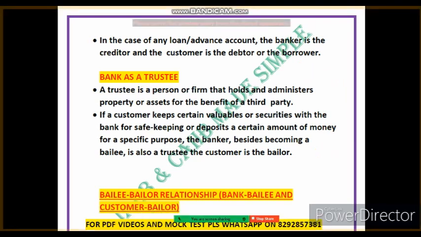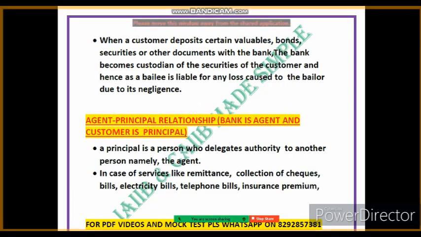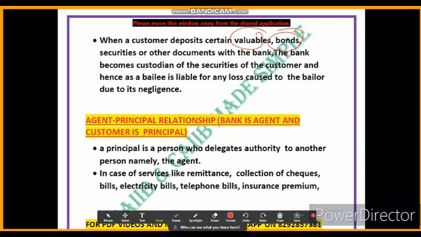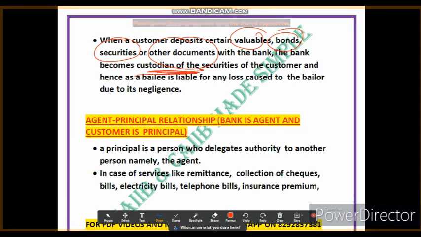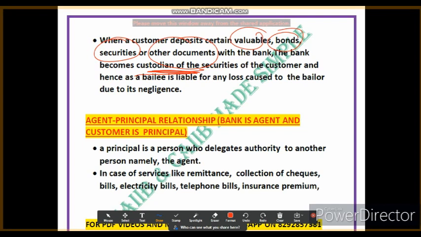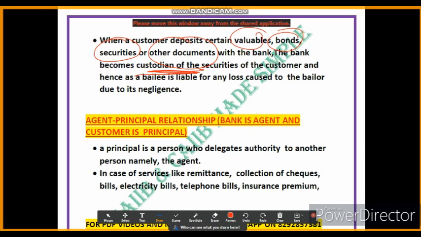Okay, so let's come to the next slide and discuss the bailee and bailor relationship. Let's see what has been explained. When a customer entrusts valuables, bonds, securities and other documents to the bank for safekeeping, the bank becomes the custodian. As a custodian, the bank has the legal responsibility to ensure the safekeeping of the customer's property. The bank's primary duty is the safekeeping of whatever you have deposited.